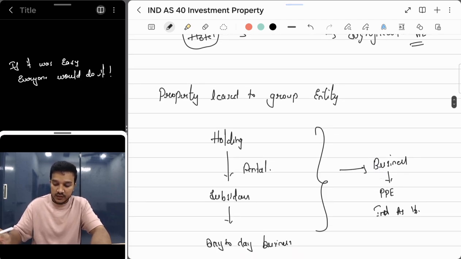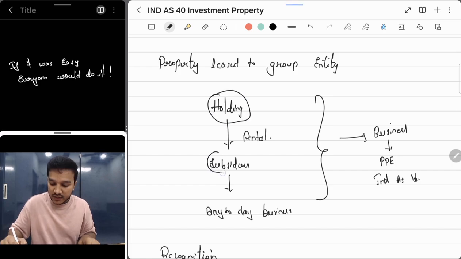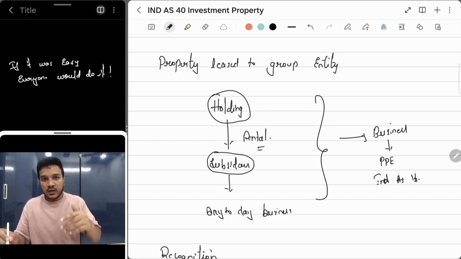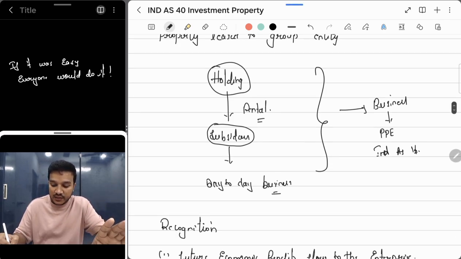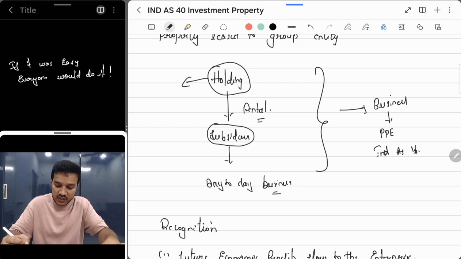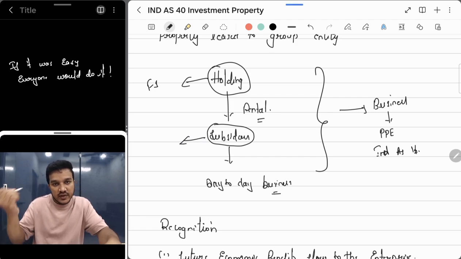Property leased to group entity. Okay, this is another concept where the holding company has given to its own subsidiary on rental basis. Operating lease करके अपने subsidiary को rental basis पे दे दिया. Okay, but subsidiary is using that building for its business purpose. Okay, now how do you determine it? Individual financial statements में, in holding company का individual financial statements में you will show it as rental. Subsidiary के individual financial statements में you will show it as PPE. Okay, since they are using it for business.